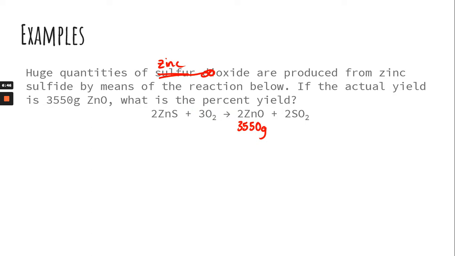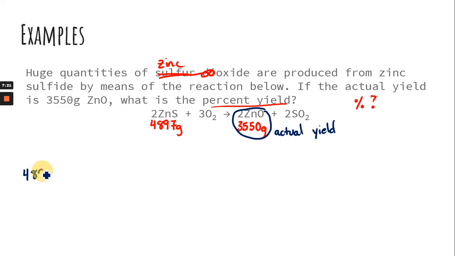I apologize, I'm just now realizing that they did not give you the mass of zinc sulfide. So I'm going to go ahead and tell you the mass of zinc sulfide is 4,897 grams. I apologize. All right, so now looking at what we're given, and we're looking for the percent yield. Remember, the actual yield has to be given to you in the problem. So the one with the product is the actual yield. So we're going to take the one given to you with the reactant, and we're going to convert that to the product. So we're going to go from grams of zinc sulfide to grams of zinc oxide.